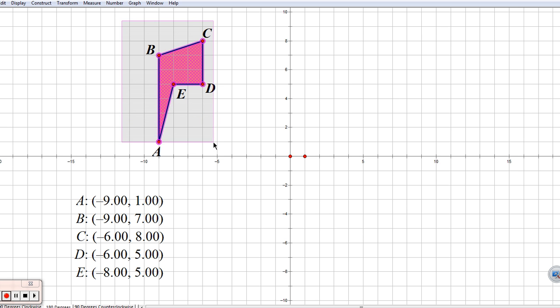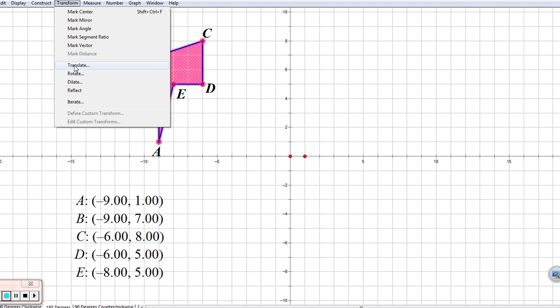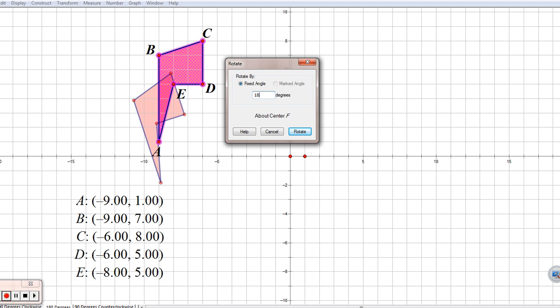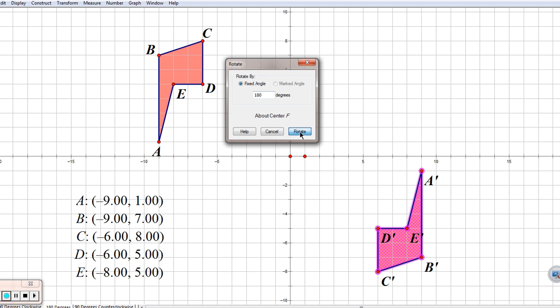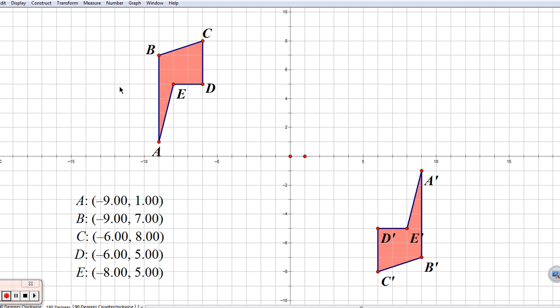Now when I pick my entire pre-image, we're going to rotate. This time, we're going to rotate it exactly 180 degrees. On a clock, that rotation would be going from like 12 o'clock to 6 o'clock, or from 9 o'clock to 3 o'clock, right? That would be 180 degrees. Let's measure our new coordinates: A prime, B prime, C prime, D prime, and E prime.